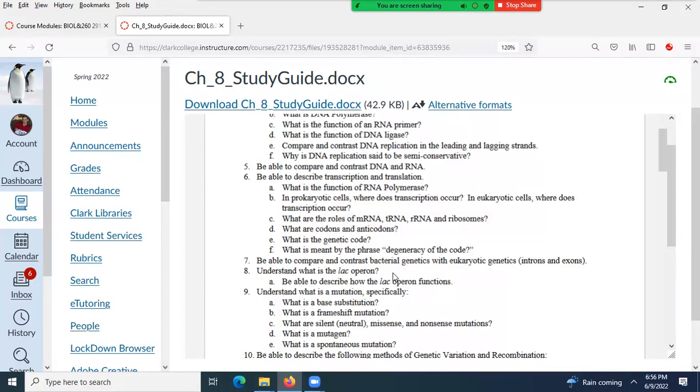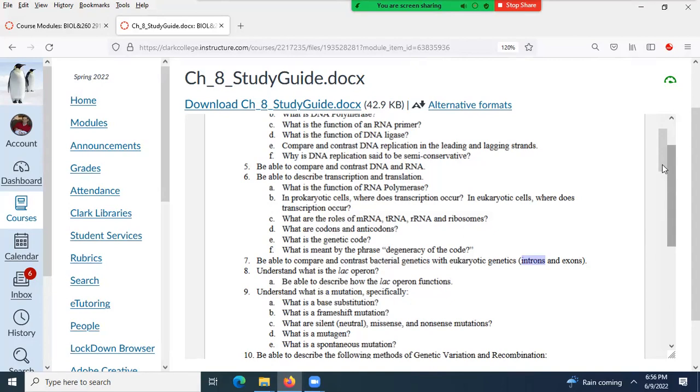I should be able to compare and contrast bacterial genetics with eukaryotic genetics. Many eukaryote genes have regions that code for the protein or the RNA, which we call exons, and then regions of the gene which do not code for the protein or the RNA, and we call that an intron. Prokaryotic genetics do not have introns.